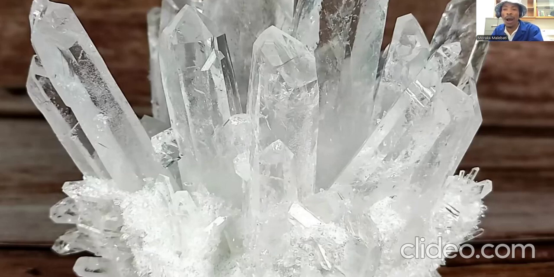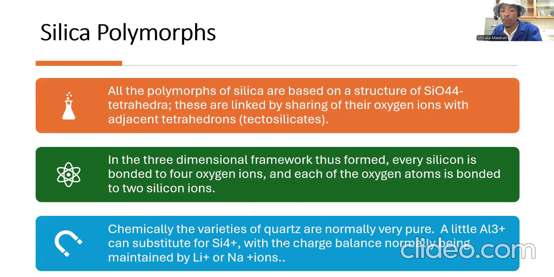But if you introduce things like titanium, aluminum, and other things, they become impure. A little aluminum 3+ can substitute for silicon 4+, with the charge balance normally being maintained by lithium or sodium ions.